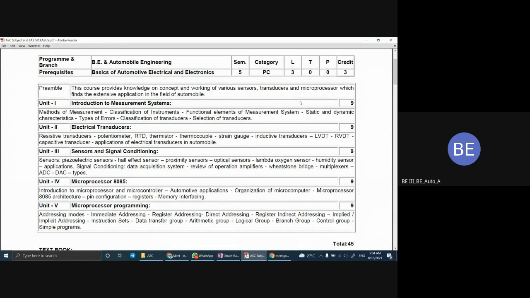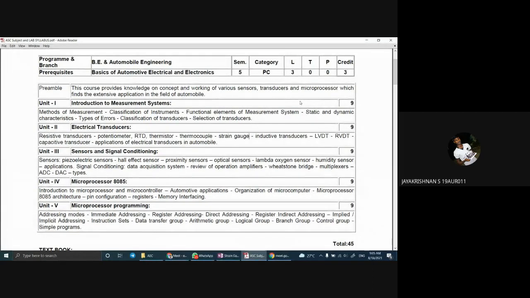For CAT examinations, you will be allowed to write 50 objective type questions. Is it clear? Yes, sir. So 30 questions from unit 1 and 20 questions from unit 2. Unit 2 means half of unit 2, up to strain gauge. Is it clear? Yes, sir.